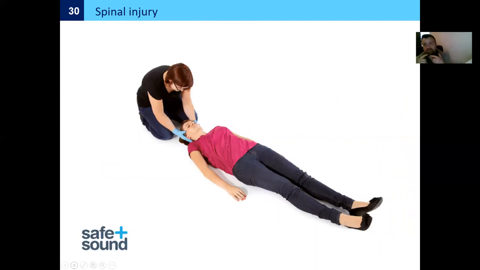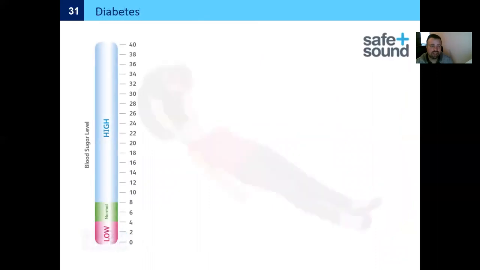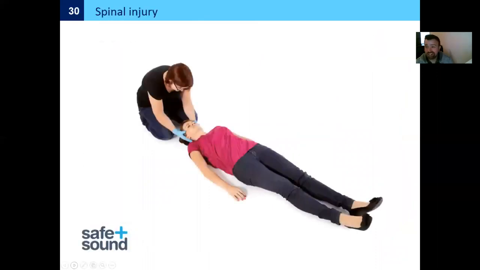And signs that you're going to be looking for spinal injury could be clear fluids coming out of the ear, nose, or any of the orifices. But obviously, you need to make sure that you're maintaining that they're still.